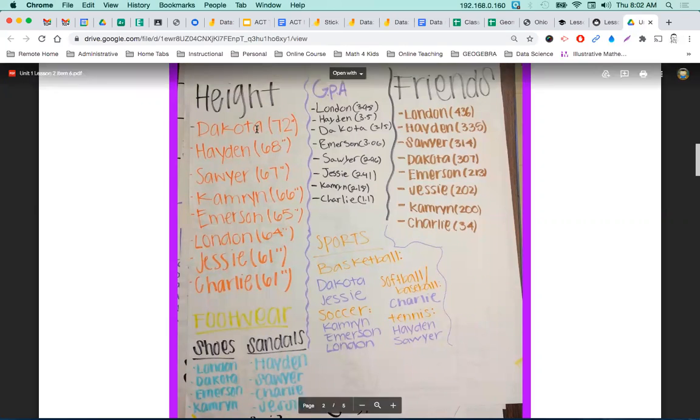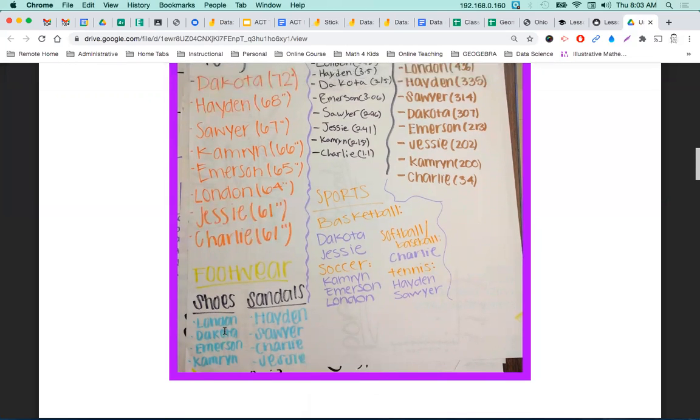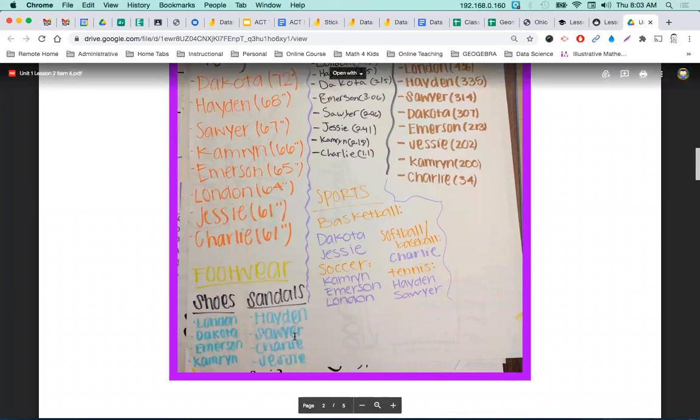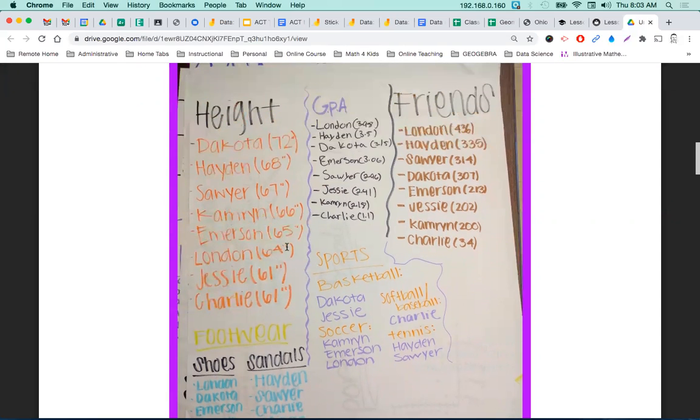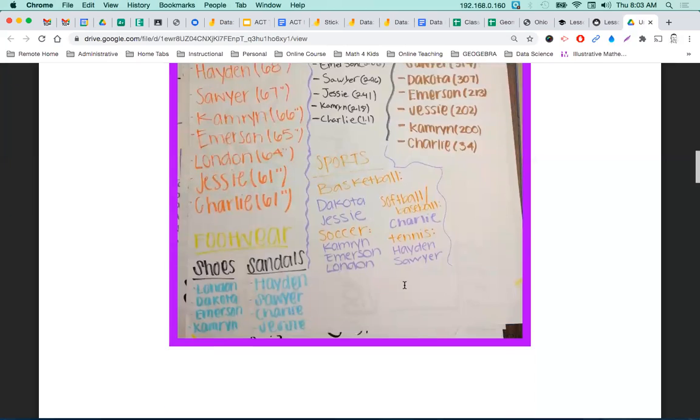Let's see, height, they wrote down their actual height and they put it in from tallest to smallest. The GPA, they went from the highest GPA down to the lowest. Friends, they went from most friends down to the least. Footwear was just split up into shoes and sandals. Okay, so this was one way that a group organized the data.